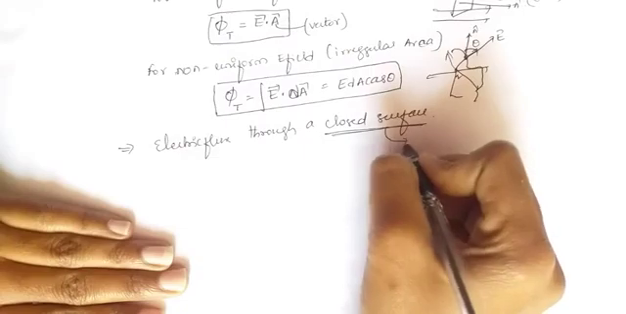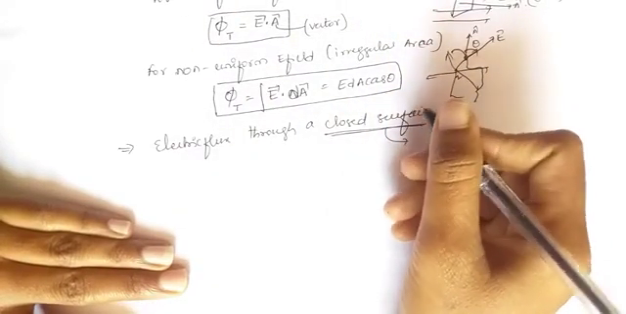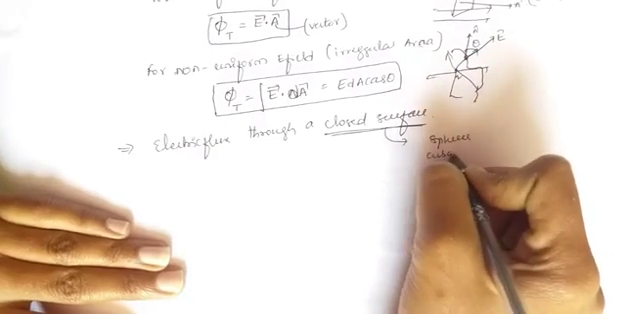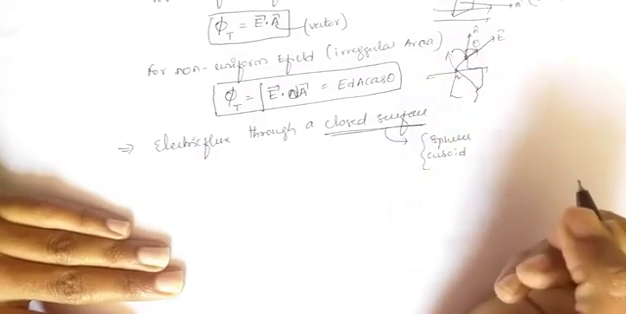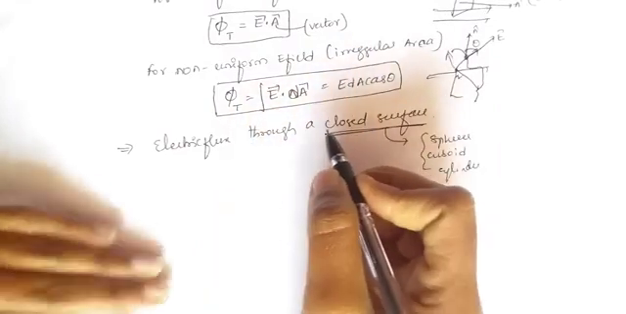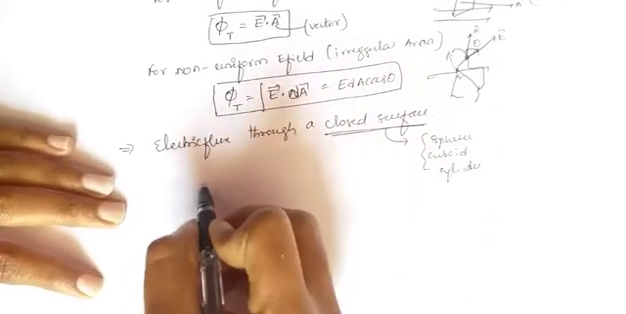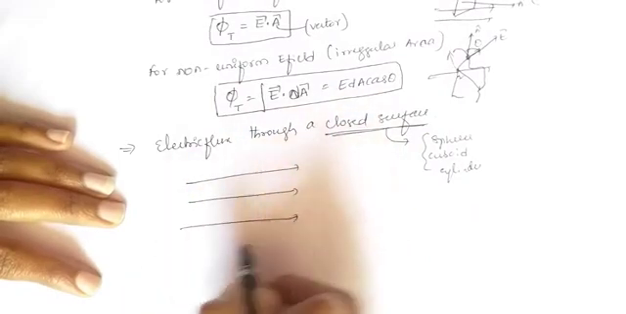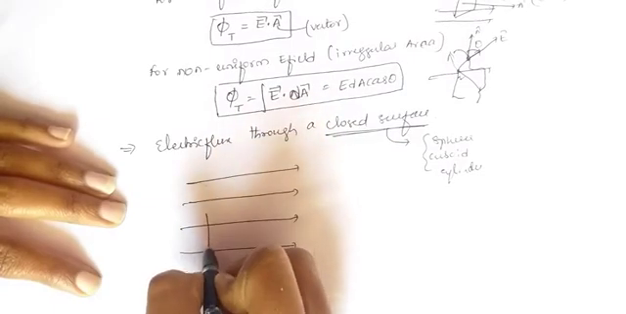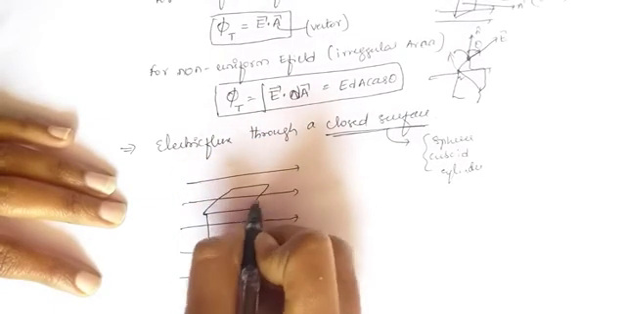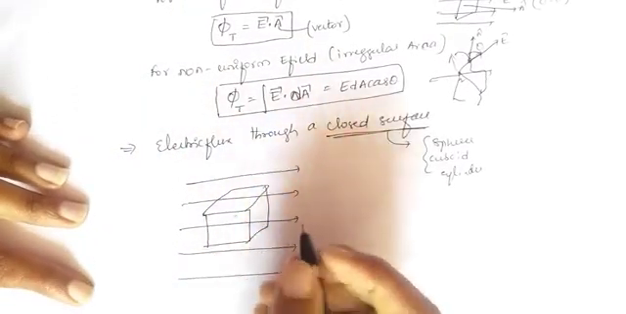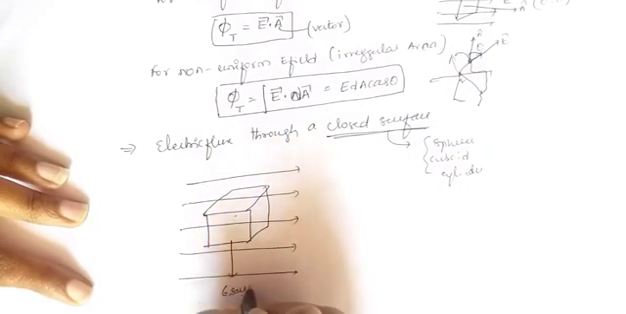Now, electric flux through a closed surface. Closed surface means closed from all the sides. So a sphere or cuboid, all these are closed surfaces, and a cylinder is also a closed surface. Now let us consider I am taking the uniform electric field. This is my electric field. Now here I placed one cube. This is a closed surface and it has 6 surfaces.